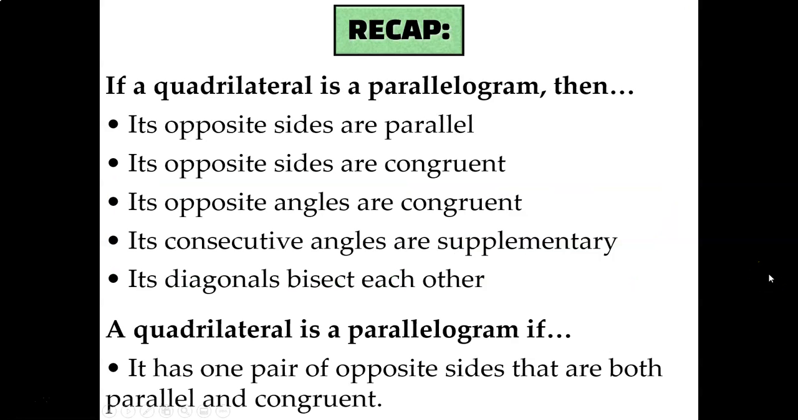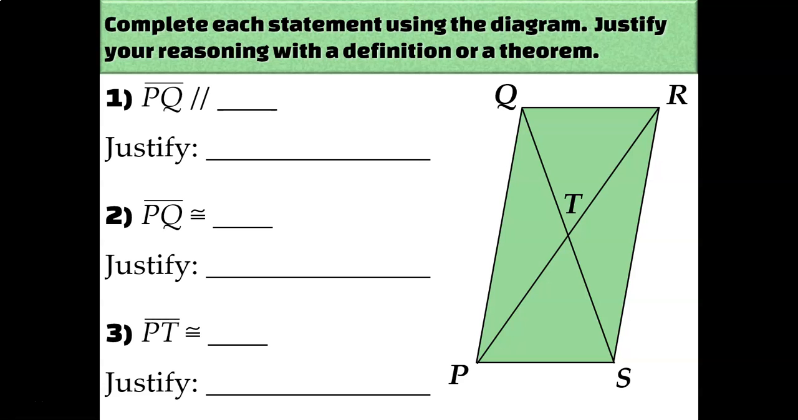Well, that was a lot of information, so let's recap really quick. If you have a quadrilateral that is a parallelogram, then its opposite sides are parallel, and its opposite sides are congruent. You would also know that its opposite angles are congruent, its consecutive angles are supplementary, and that the diagonals cut each other in half. And we also learned that if one pair of opposite sides of a quadrilateral are both parallel and congruent, then that quadrilateral must be a parallelogram. So let's use all of that new knowledge to answer each of these questions.